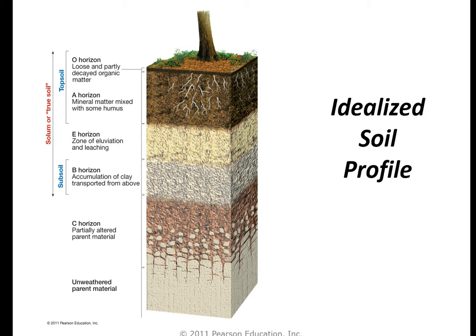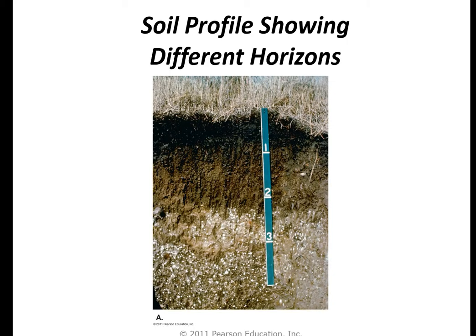So here is the idealized soil profile, the O horizon on top and the A horizon below it making up the topsoil. E, B, and C are down below that into the rock material, the subsoil. Here again is our soil profile, looking at the different horizons we see in the soil between the topsoil and the soil beneath it.